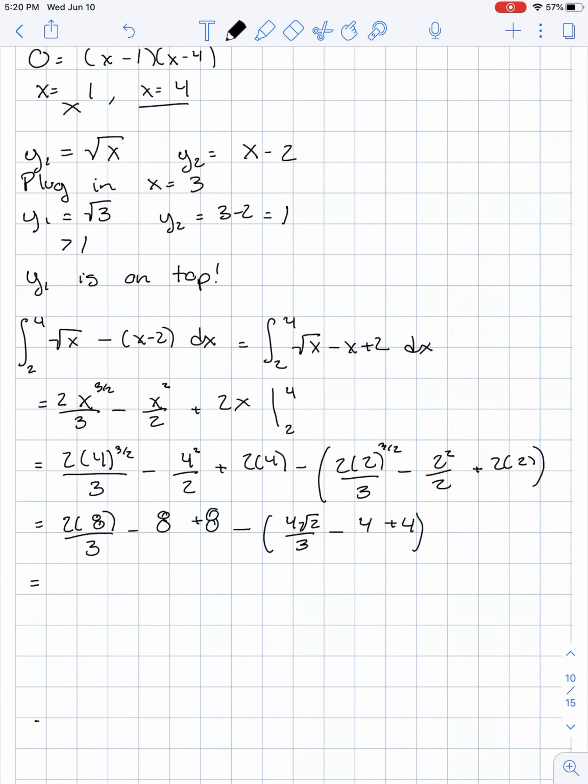So then we get, cancel, cancel, cancel, cancel. What's 2 times 8? 16. 16 thirds minus 4 root 2 over 3. I'm happy with that.